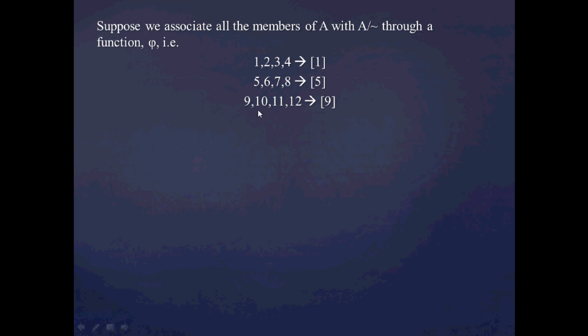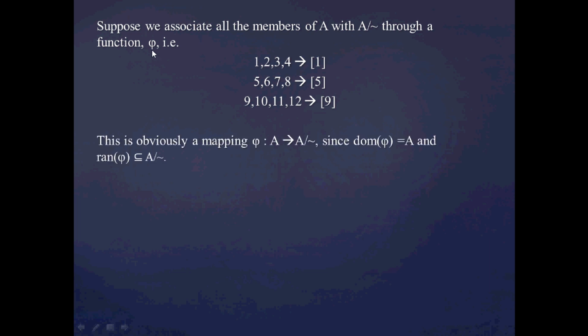And I'm going to take the numbers 9 through 12 and send them to the equivalence class of 9. And hopefully you can see why I'm starting to do this, because all of the numbers within each particular division are members of that equivalence class, modulo tilde. And what I'm going to do is call that function that I just assigned to each one of these numbers between A and A modulo tilde. I'm going to give that the name phi.